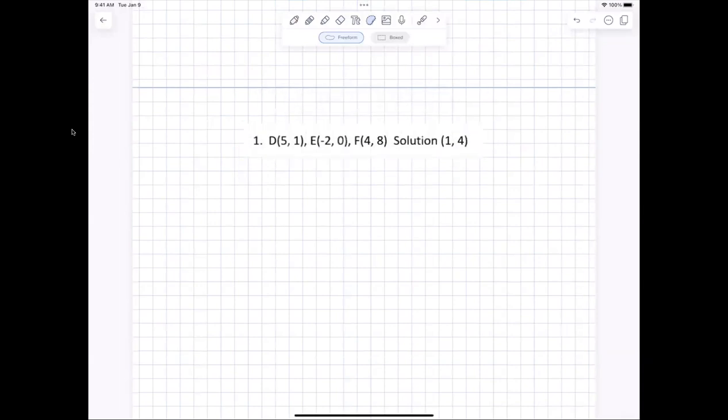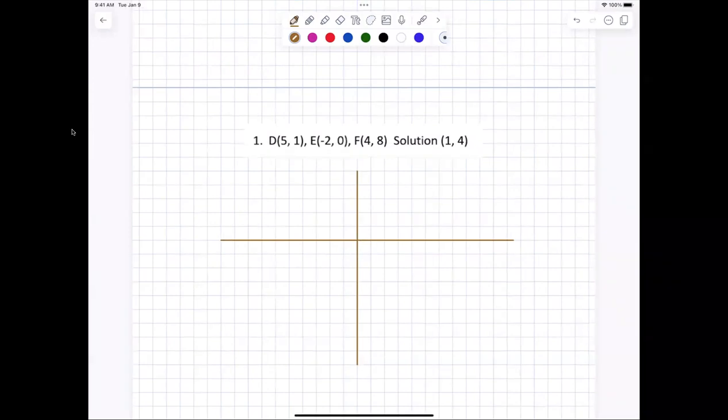Stay with me. So the circumcenter, do you remember the 3 perpendicular bisectors? Do we agree with that? All right, so let's plot the points. 1, 2, 3, 4, 5, 1. Negative 2, 0.